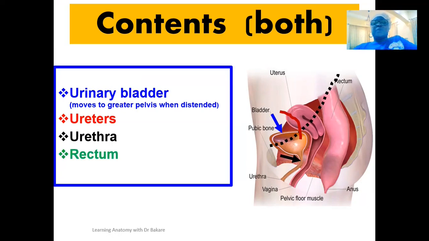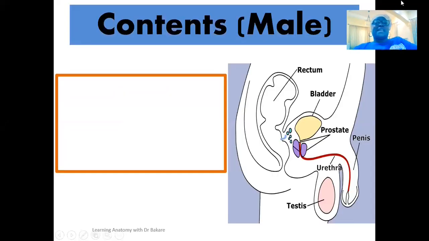Then posteriorly we have the rectum. This is the rectum here, heralded in green. We know that the rectum will become continuous as the anal canal that is heralded here in purple. So these are the structures that we see within the true pelvis in both the male and also in female. So let's try and dive in specifically to the male.